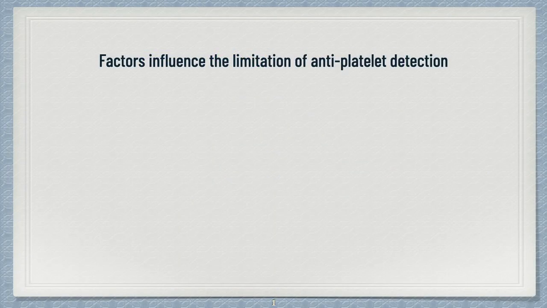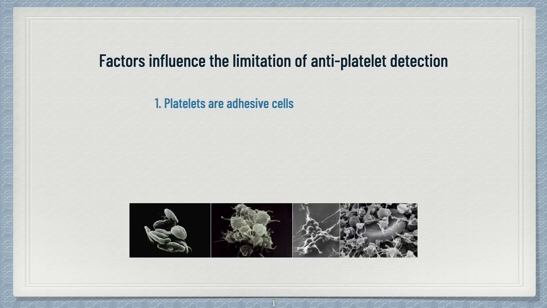Factors that influence the limitation of antiplatelet detection. First, platelets are adhesive cells. This can limit the result when the test principle is based on adhesion or agglutination. Second, platelets express Fc receptor and complement receptor. This can cause false positives when the test principle is based on the detection of membrane antigen-antibody complex, such as direct or indirect immunofluorescence test.